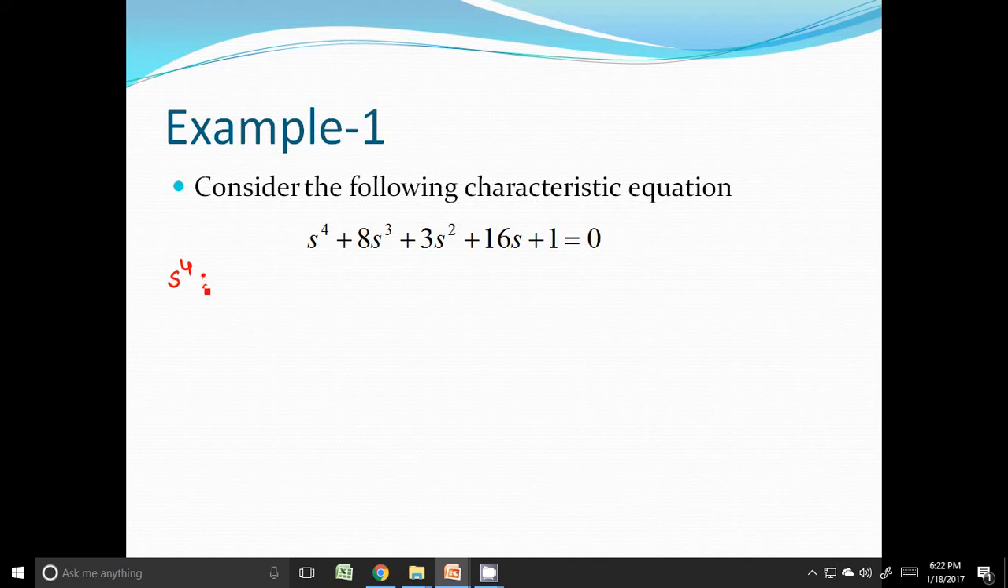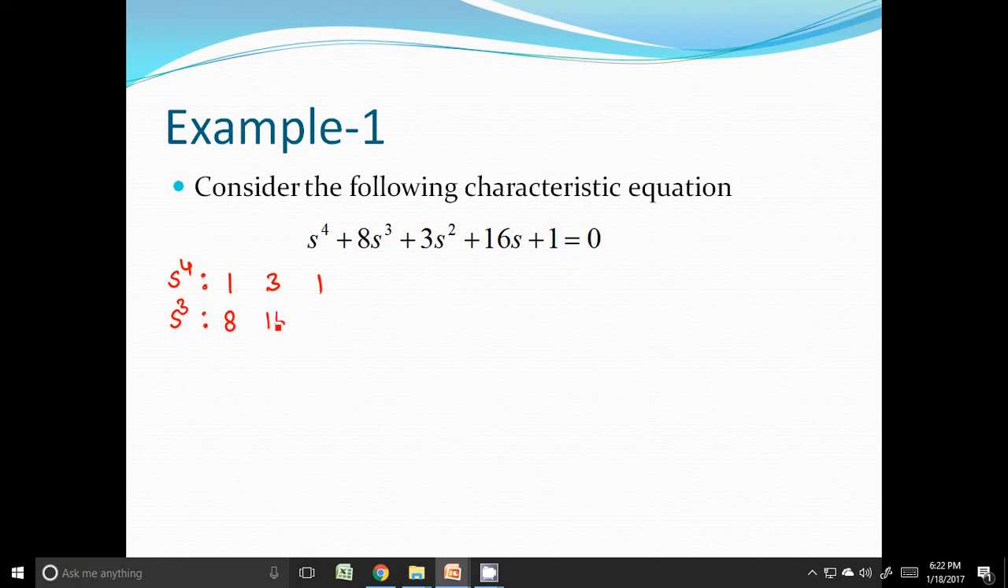Here 4 is an even number, so the first row should consist of all the coefficients of even power of s. The s power 4 coefficient is 1, the s power 2 coefficient is 3, and the s power 0 coefficient is 1. Next, the s power 3 row. Here 3 is an odd number, so this row should consist of coefficients of s that have odd power. The s cube coefficient is 8 and the s power 1 coefficient is 16.